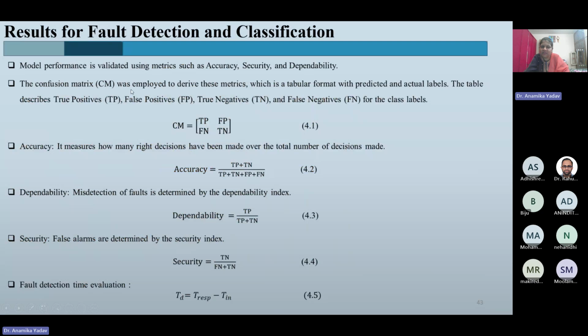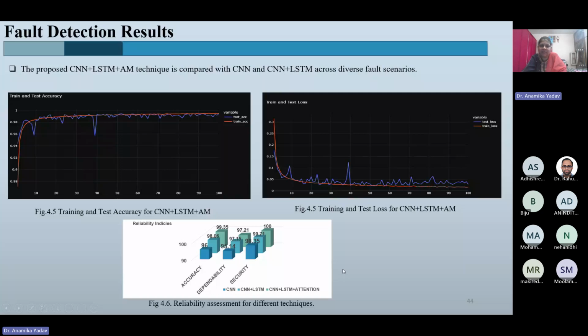Performance of the design model is studied by the different confusion matrix parameters, and the formulas through the confusion matrix to determine accuracy, dependability, security, and overall detection times are shown in this slide. From there we can see that once the network is designed, the accuracy is near 0.98, and the training loss figure is shown here. The dependability and security you can see for different networks: only CNN, then CNN plus LSTM, and lastly CNN LSTM plus attention mechanism.